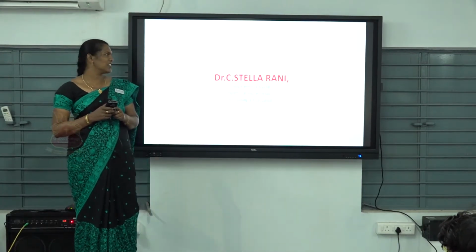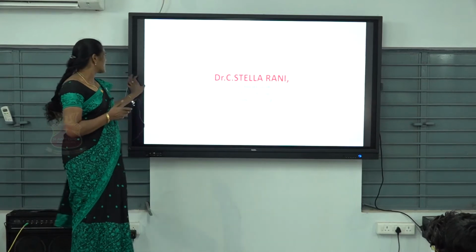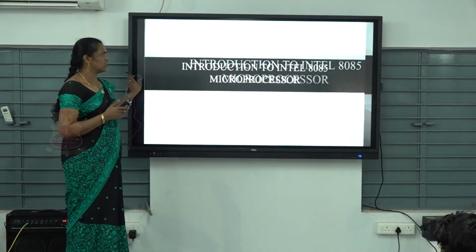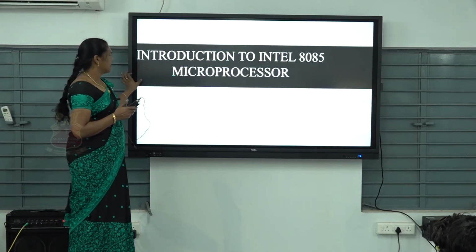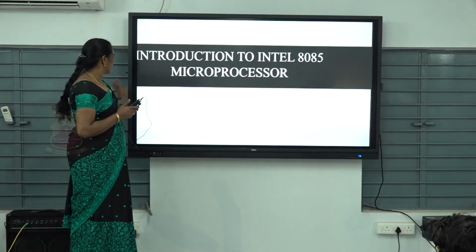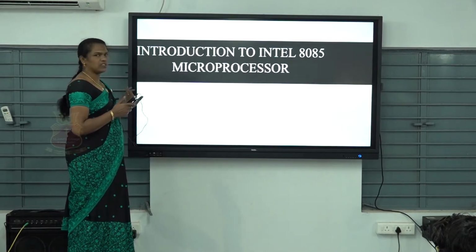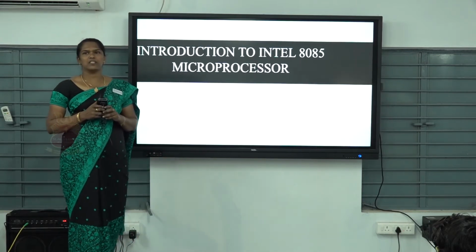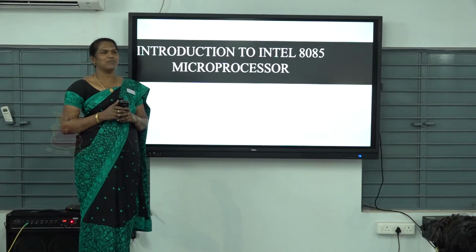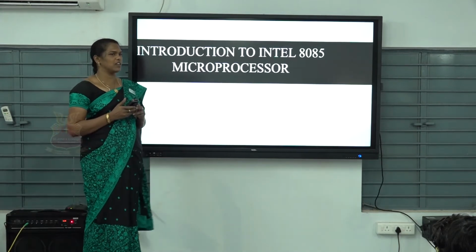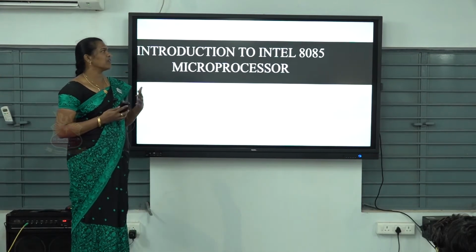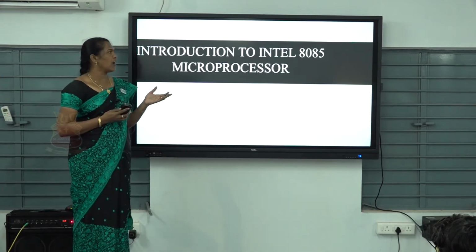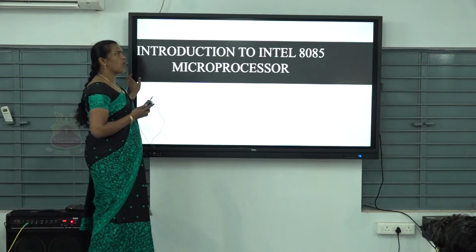Now I am going to teach you an introduction to the microprocessor, that is the Intel 8085 pin. It is an 8-bit processor. The definition of a microprocessor is that it is a multi-purpose, clock-driven, register-based, already programmable device. We can use it with what is already programmed in it, and we can use it in any home appliance.